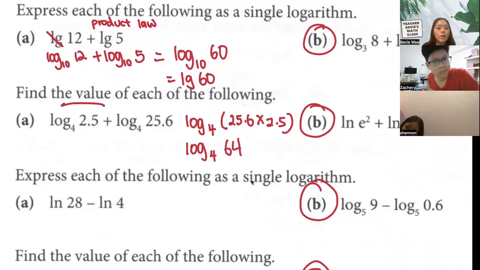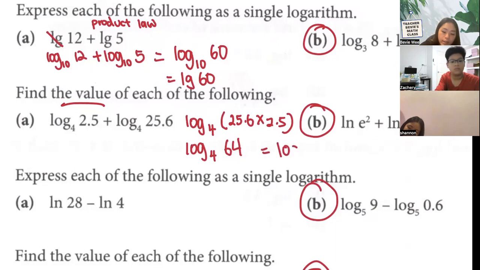Think about your indices to help you. I can break this 64 into smaller forms, right? And as much as possible, I want it to be 4 to the power of something. Then I can use my power law. So 4 to the power of 3 gives me 64. I can rewrite it as log 4 cubed.